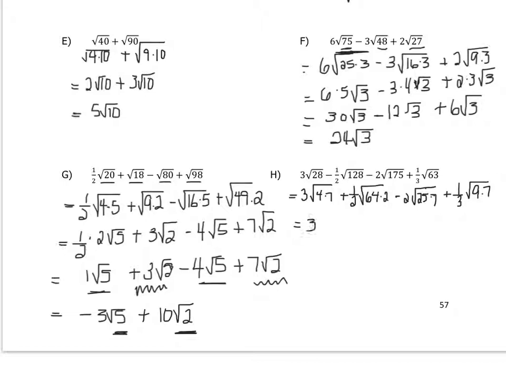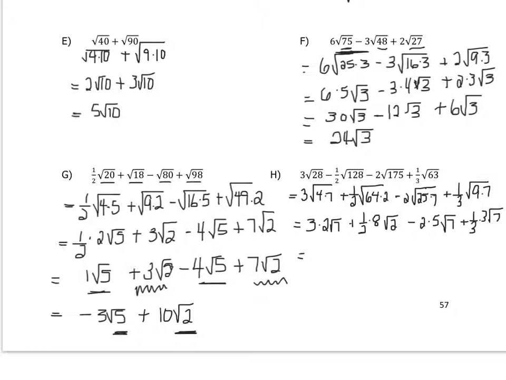So this becomes 3, and the square root of 4 comes out as 2. And then a half, and the square root of 64 comes out as 8, so a half times 8. And root 2 is all that's left under the radical sign. And then 2, the square root of 25 comes out as a 5, and you're left with 7 under the square root sign. And then a third times 3, and 7 is all that's left under the square root sign.